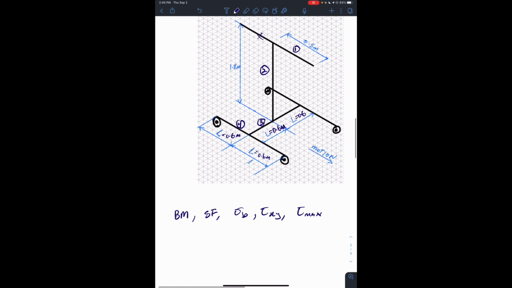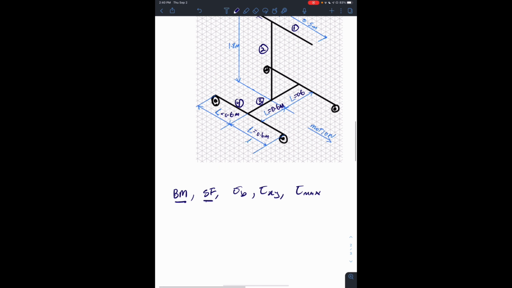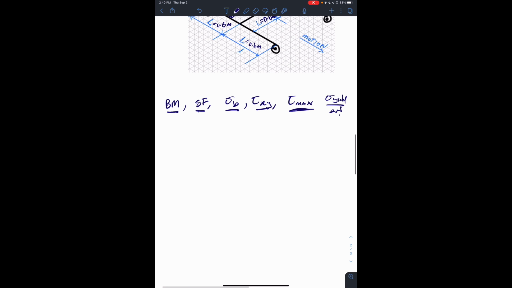I'm going to look at each individual beam. You're going to draw the bending moment and shear force diagram. From that, obtain the bending stress, the shear stress, and then we're going to combine the loading to get tau max, or your maximum shear stress. And then we're going to compare this to sigma yield over n, where n is a factor of safety, and see if it's safe or not. Right, so let's begin with beam 1.